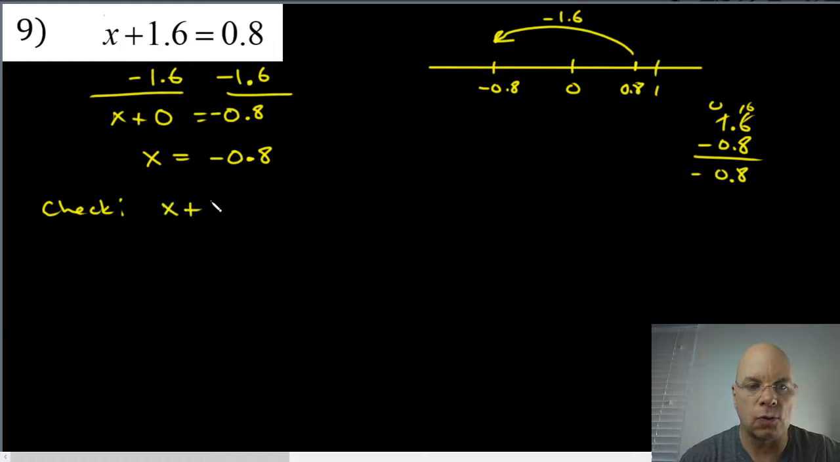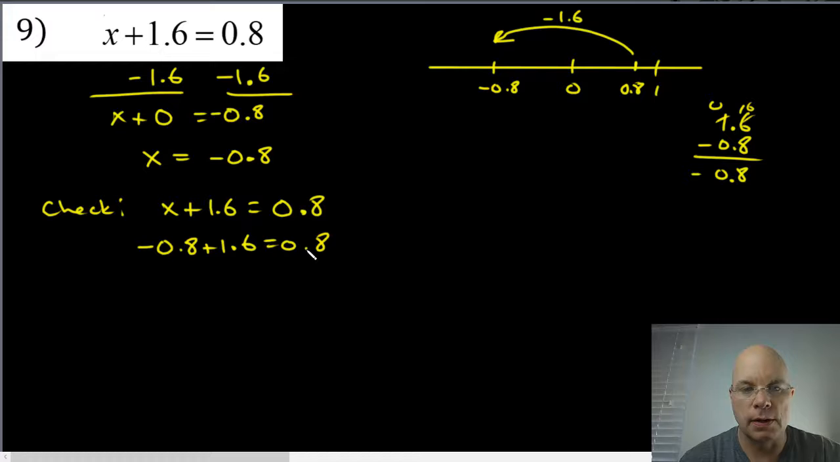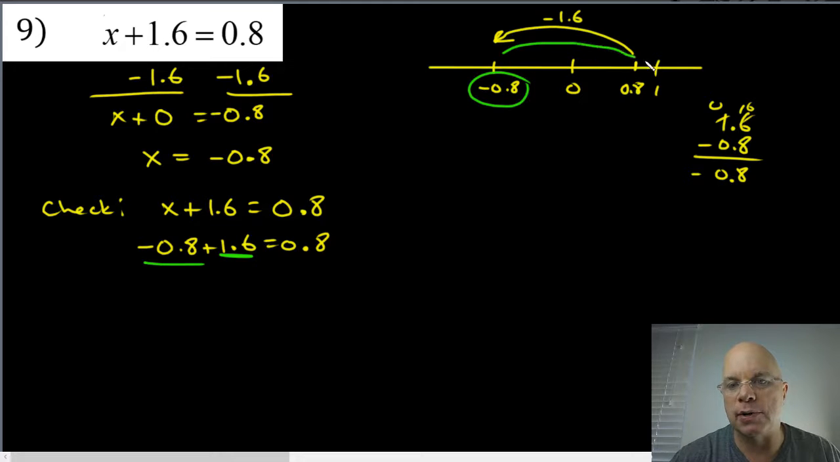So x plus 1.6 equals 8/10. I'm just rewriting the original equation, and then I'm going to substitute in negative 8/10 for the value of x. And if we look at our open number line again, if I started here at negative 8/10 and then I added 1.6, now we'd be going 1.6 to the right.